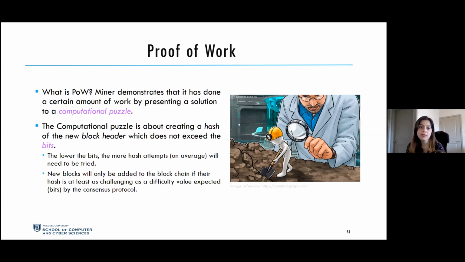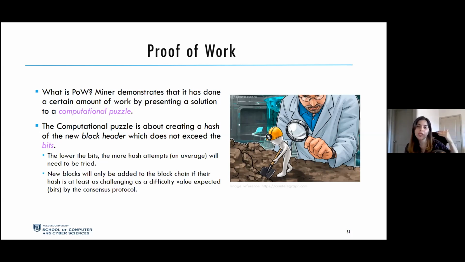So what's the computational puzzle? He actually has to compute a specific hash value, which is lower than the difficulty that is mentioned in the header. Do you remember I said there's a bits? The bits is a level of the difficulty. So the level of the difficulty is mentioned there, and by computing the proof of work, the hash that the miner gets through the computation should be less than this bits, or the difficulty level. And this is the hard part.